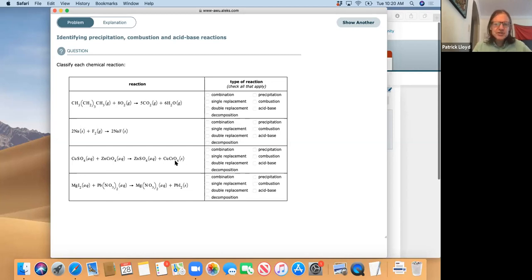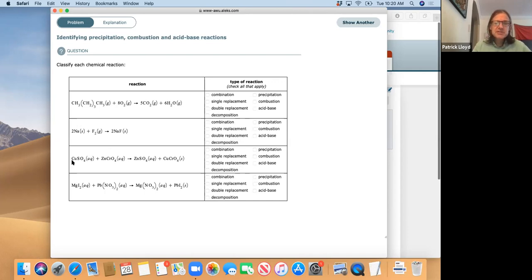So this is interesting. Notice how you have a solid over here, right? What if you think back to sections 4.1 and 4.2, precipitation reaction, right? Aqueous salt, aqueous salt, aqueous salt, insoluble salt, right? There's your solid. That's a precipitation reaction right there, okay? But it is also an example of a double replacement. We talked about that as well.